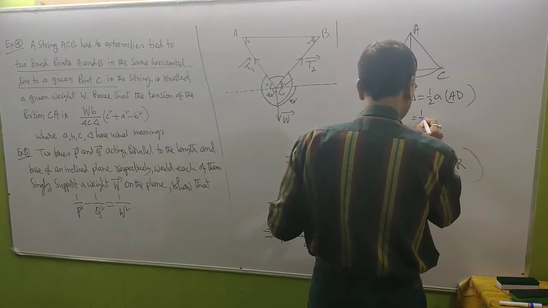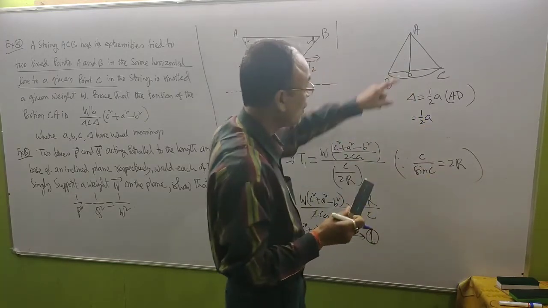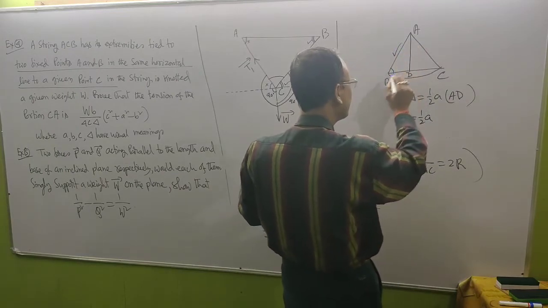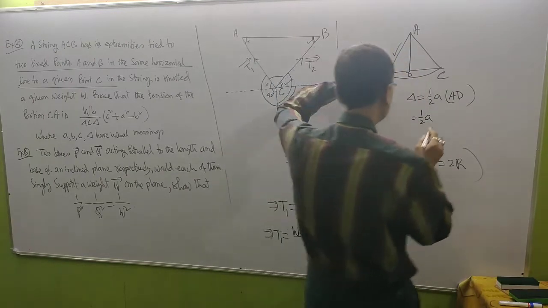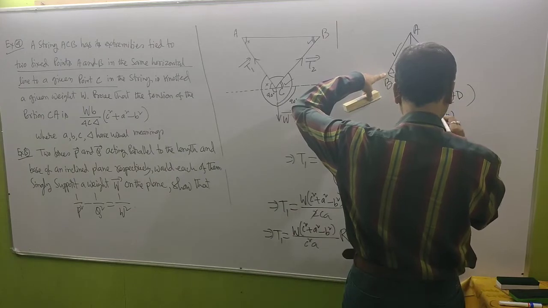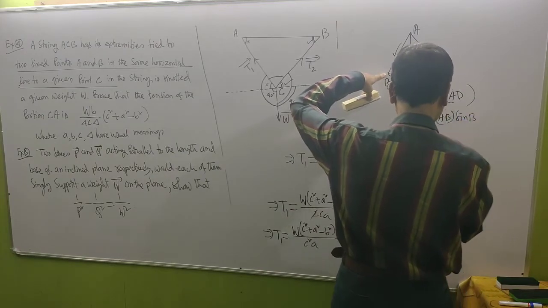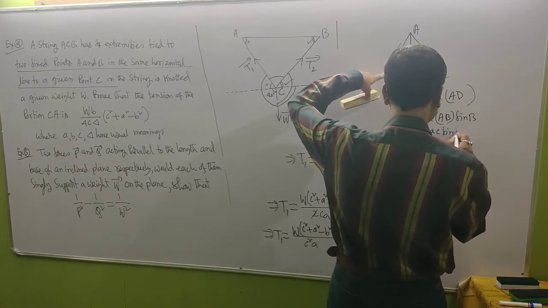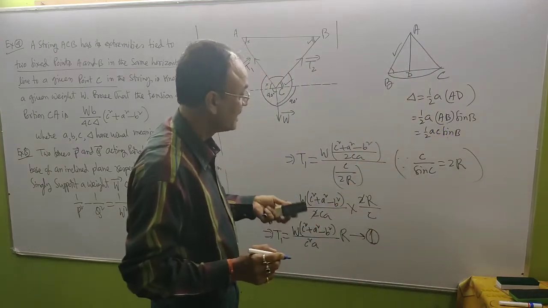This is equal to half into A. What is AD? AD is equal to AB sine of angle B. What is AB? AB is equal to c, so AD is AC sine B.